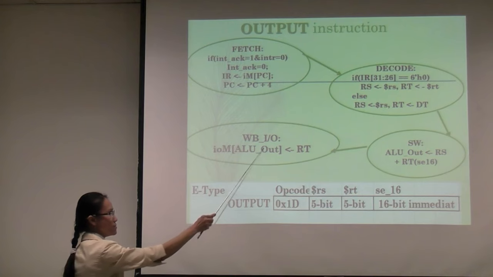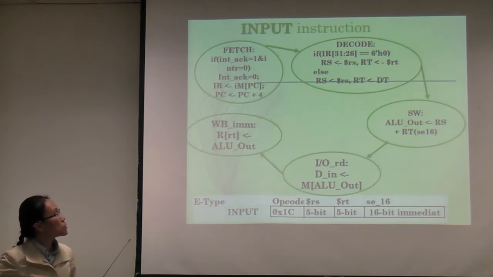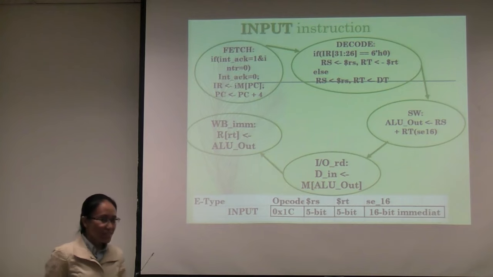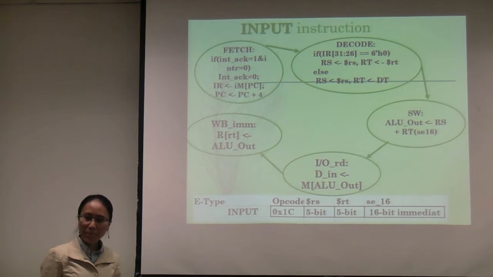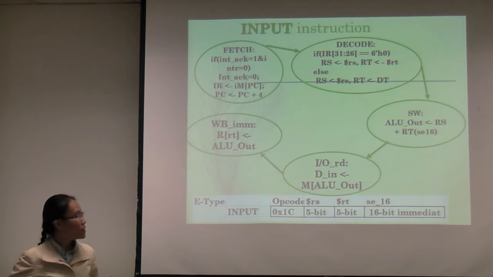But isn't this state... No, it is the previous state. This one is not store, this one is input. So how do you know you're going to one of two states from SW? In this slide you're going to IO read, but in the next slide you're going to like a memory read. So how does the store word state know which way to go?